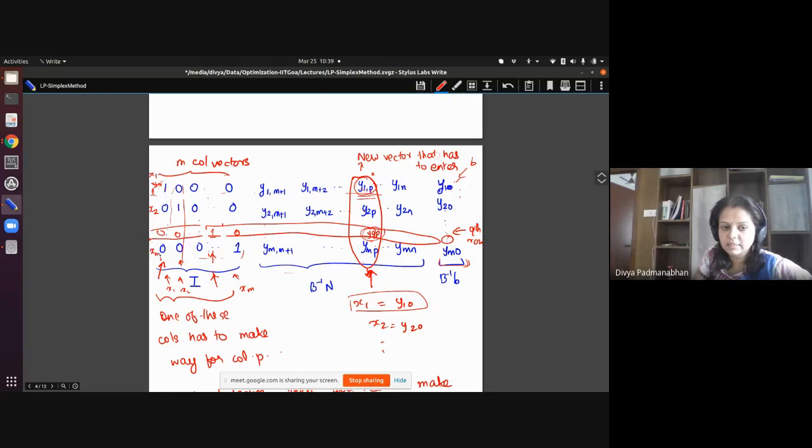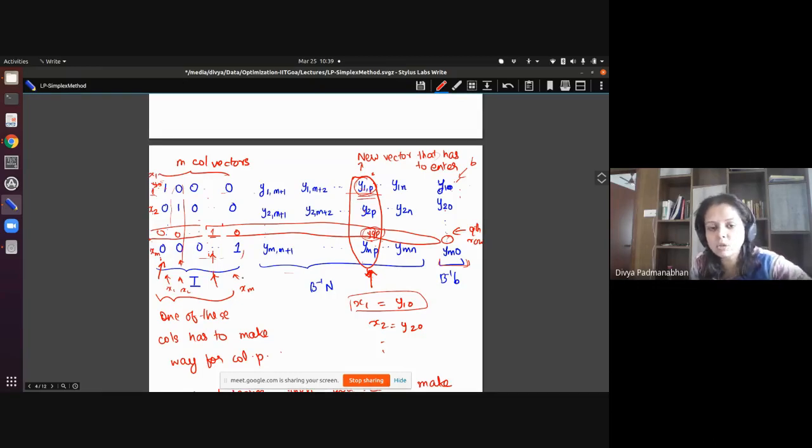Okay, so in this case, whatever is the identity, I mean, that is the variable to which this row corresponds. Wherever you have the one, this column corresponds to x2. So this is exactly, even this row corresponds to x2.